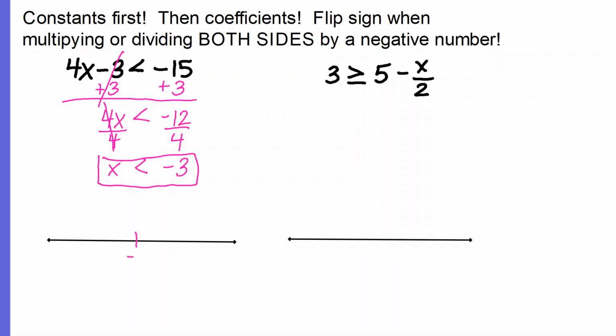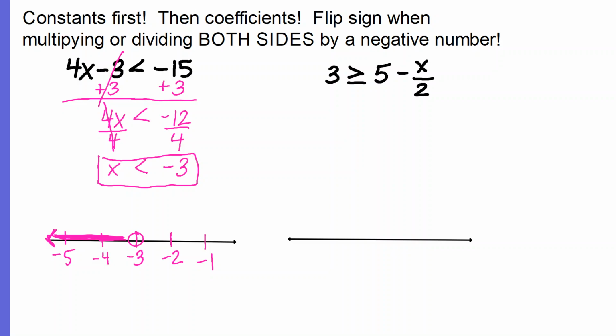To graph that, I'm going to put negative 3 there, do a couple numbers on each side. This one is going to be an open circle, and then everything less than, smaller than it, so shading to the left.